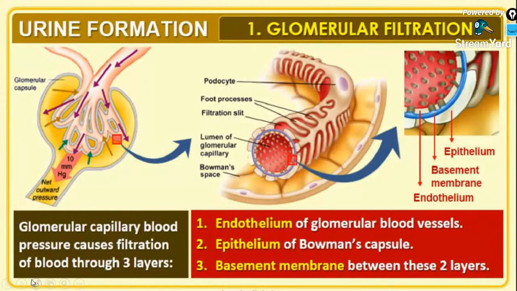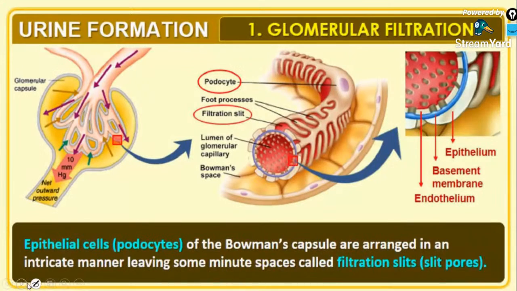So the glomerular filtration is occurring due to the large difference in the diameter of the afferent and the efferent arteriole. We have three main layers in the glomerulus, that is the endothelium, epithelium, and the basement membrane. So all these are the different layers of the glomerulus. Next, we have the epithelial layer. The epithelial layer contains specialized cells called podocytes.